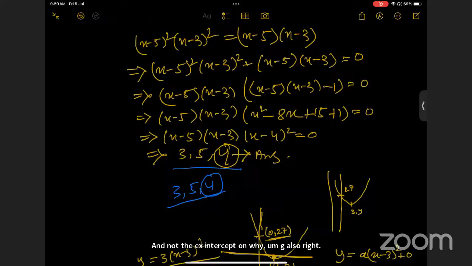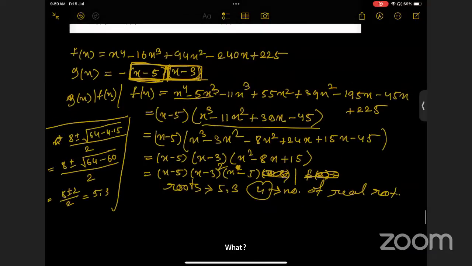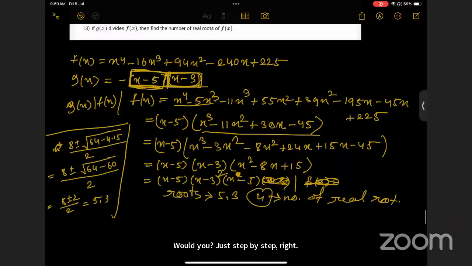But ma'am, how can we simplify f(x)? Because it is a polynomial of degree 4. We just did this. We just divide it by g(x). We did this step by step, right? We did this step by step. You can see this. You can take a screenshot. If you need the solution now, you can take the screenshot also.